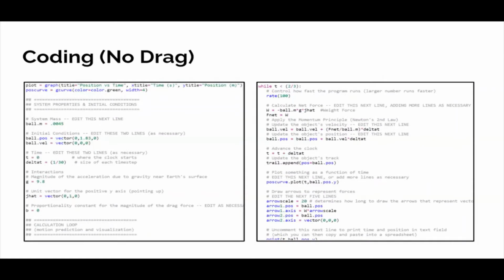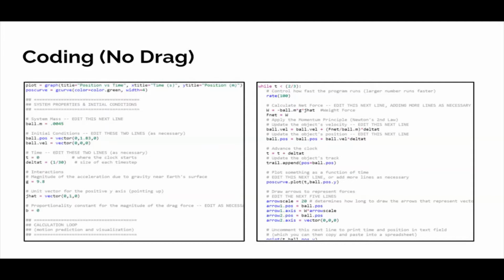In GlowScript, I've created two computational models to predict the position of my falling object. In both models, I set the mass to 0.0045 kilograms, the initial position to the vector 0, 1.830 meters, the initial velocity to the vector 0, 0 meters per second, the time step to 1/30th of a second, and the while loop to run until 2/3 of a second.